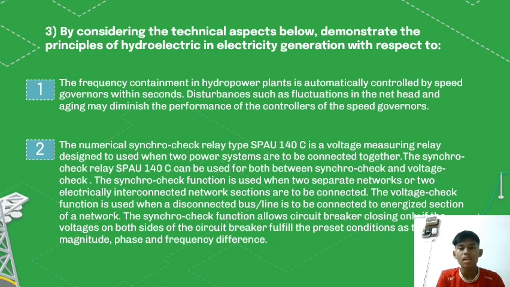Number 2 is generator synchronization using a synchro check relay. The numerical synchrocheck relay type SPAU 140 is a voltage measuring relay designed for use when power systems are to be connected together. The synchrocheck relay SPAU 140 can be used for both synchrocheck and voltage check. The synchrocheck function is used when two separate networks or two electrically interconnected network sections are to be connected. The voltage check function allows circuit breaker closing if the voltage on both sides of the circuit breaker fulfills the preset conditions such as magnitude, phase and frequency difference.